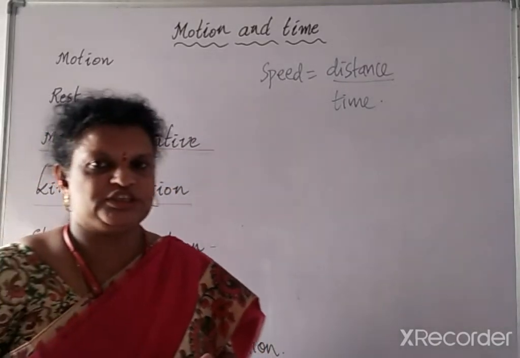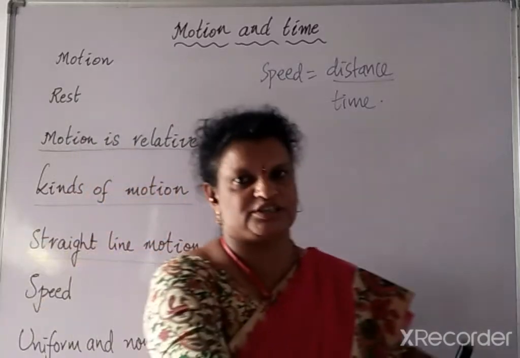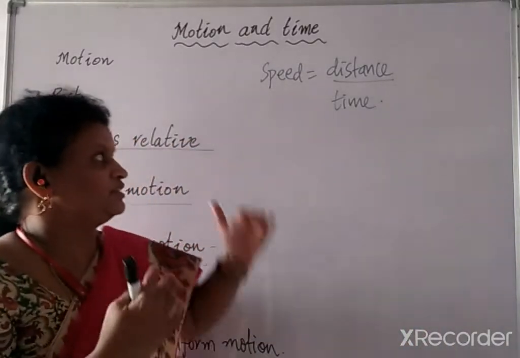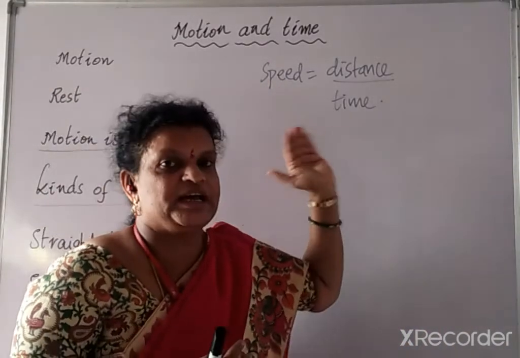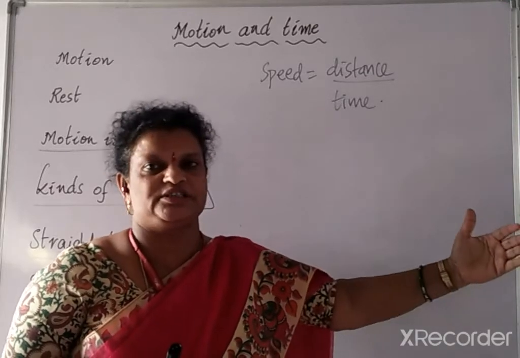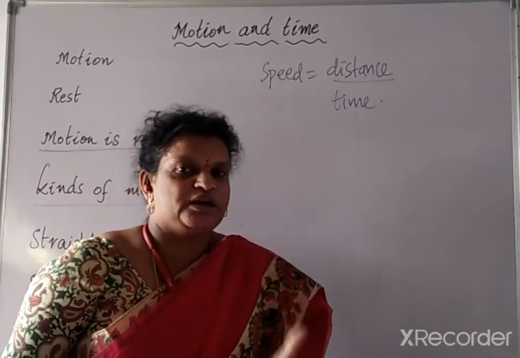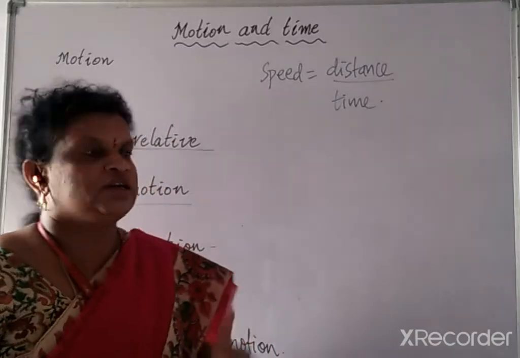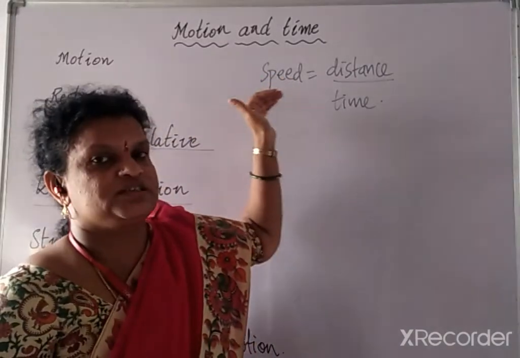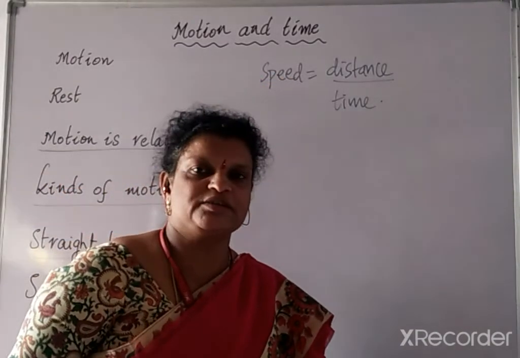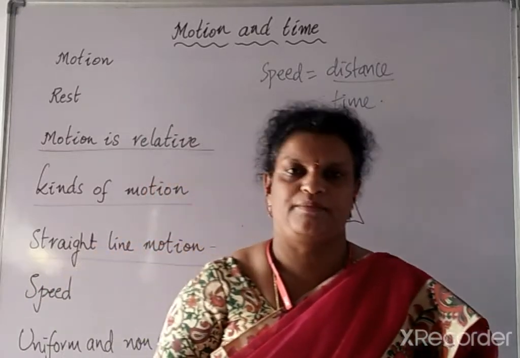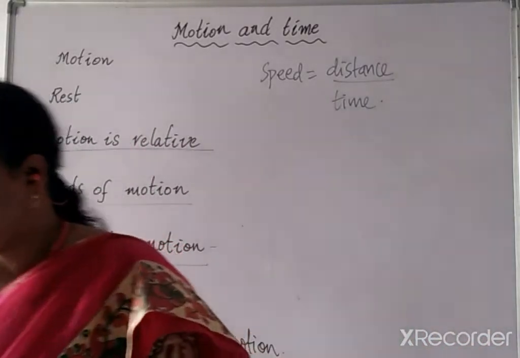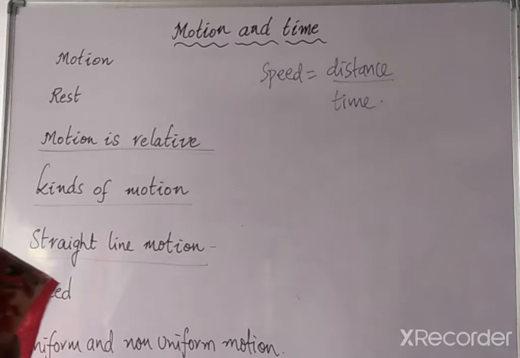So a change in position means it has traveled some distance. That means the particular object has covered some distance in a particular time. That particular term you can use here is called speed. So speed is equal to distance by time.